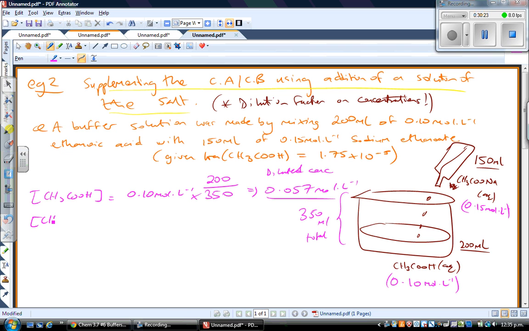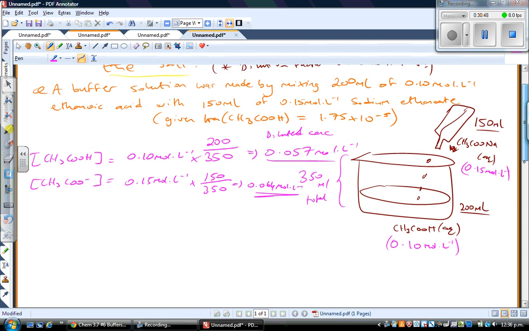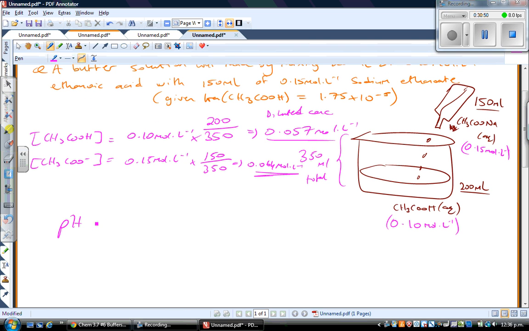And then similarly, we must consider the conjugate base, and its original concentration was 0.15 moles per liter. Again, the dilution factor here was we took 150 of the conjugate base and put it into a total volume of 350, which gives you a diluted concentration of 0.064 moles per liter. Now we've got the right numbers to use, and the second part of this question is to work out the pH. What's the pH of this buffer system going to be?